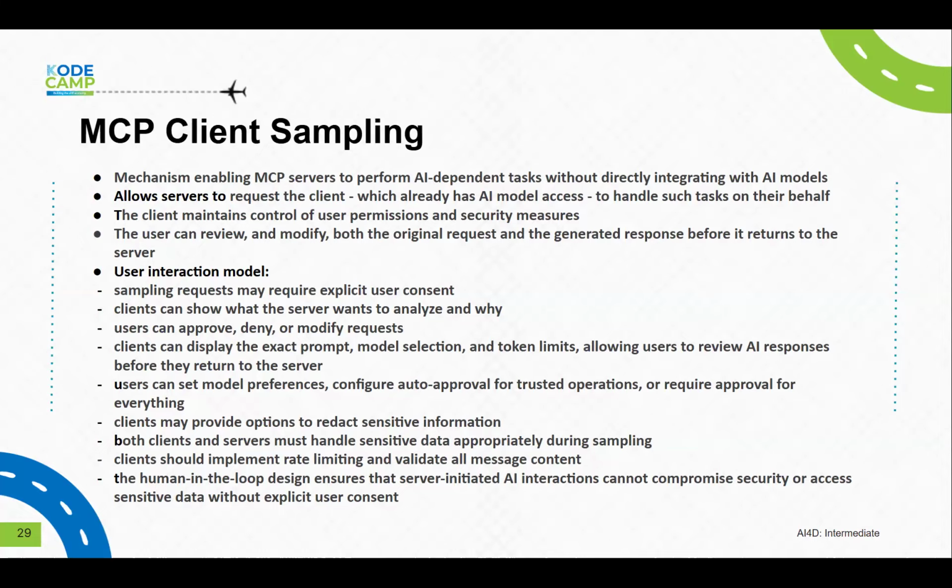And the user interaction model goes as follows. A sampling request may require explicit user consent, in which case you don't just allow servers to go making sampling requests, and maybe they might be running up API costs for you. This mechanism enables the user to say, hey, I want the server to be able to make sampling requests, or no, I don't want the server to be able to make sampling requests.